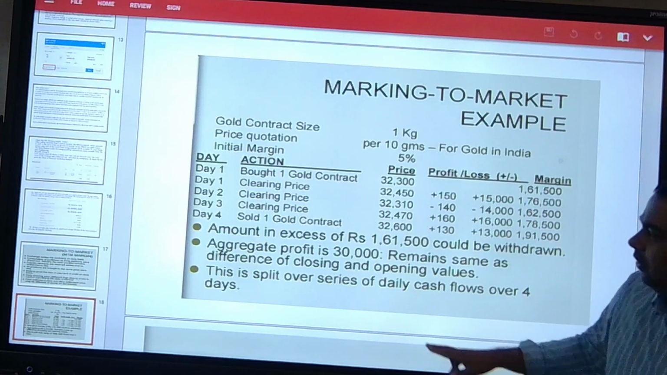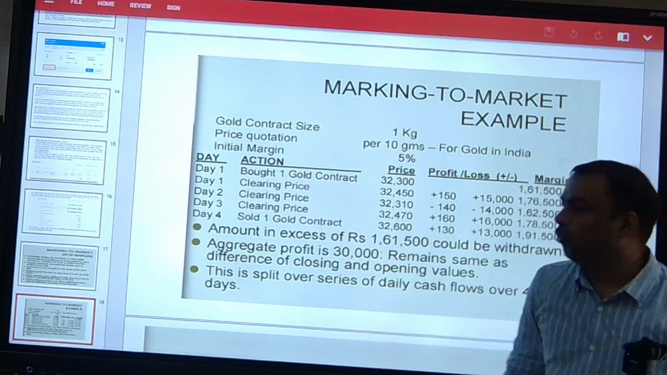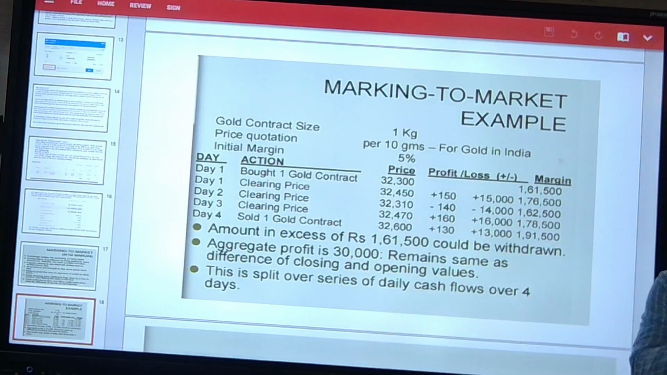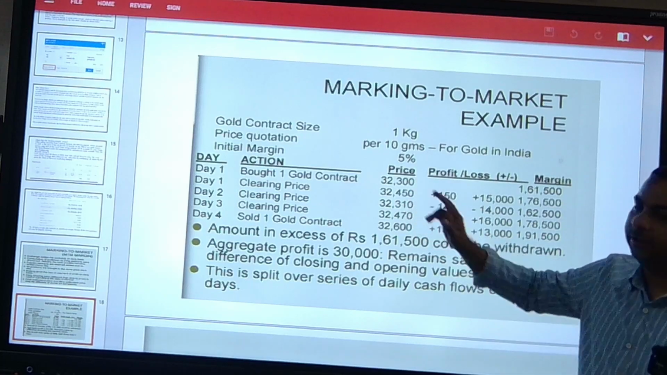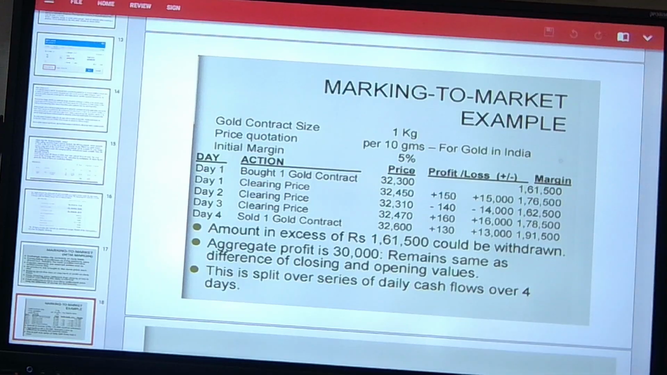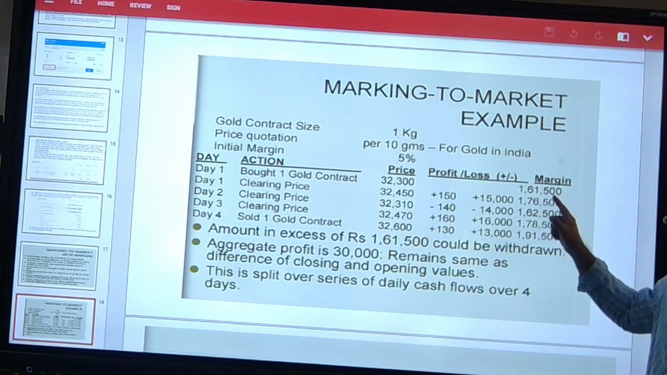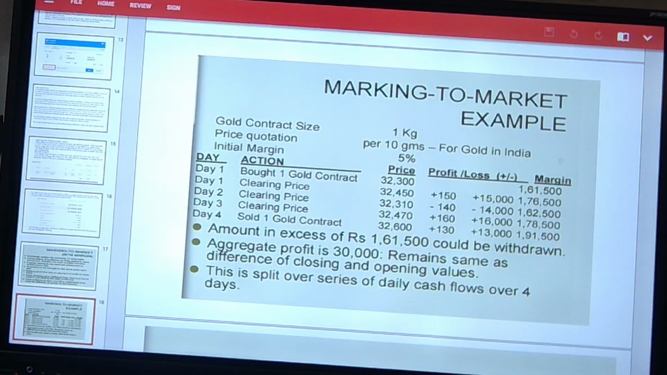So day one, you bought one gold contract, meaning 1 kg of contract, at the price 32,300, and your total margin will be 1,61,500. Please calculate how we calculated this margin. कैसे निकाला हमने, निकाल के बताइए. Please evaluate it.